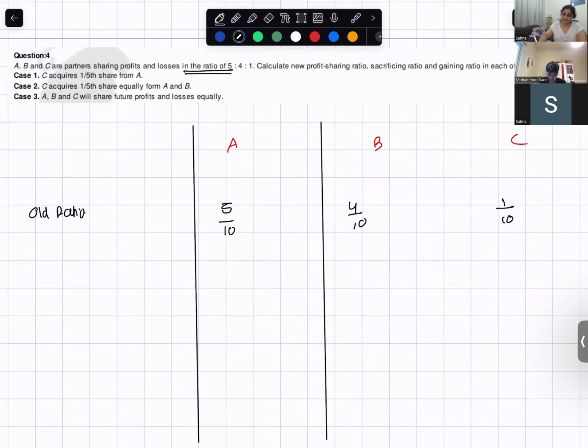Tell me new ratio. New ratio is 1:1:1. Then you will find sacrifice or gain. Come on, find properly.